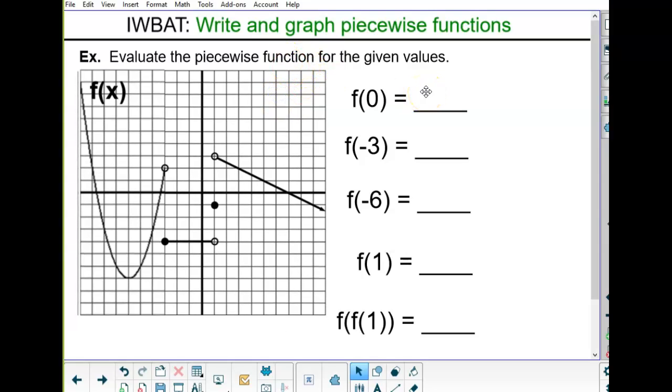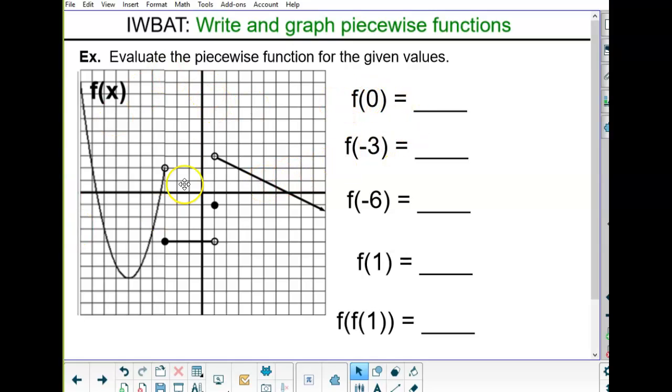Before we do that, I know this isn't something that's going to be super challenging, I think, but I do want you to keep in mind, given a piecewise function, when we start getting into limits next week, don't forget how to read a graph and find a point.